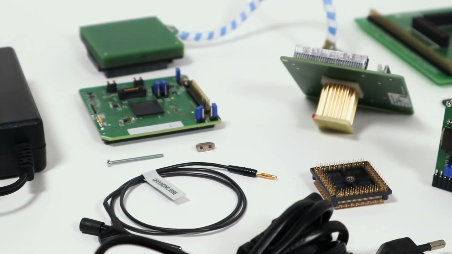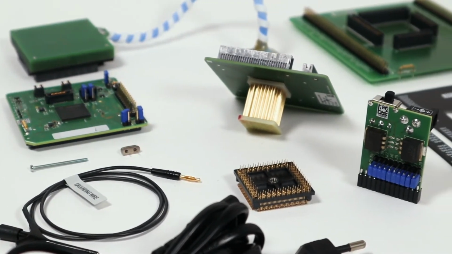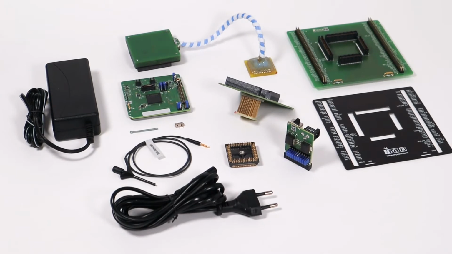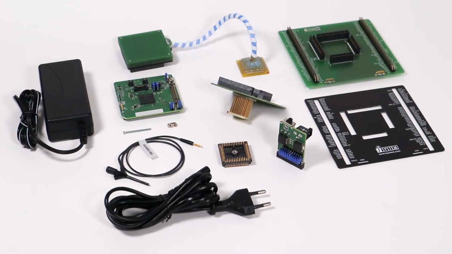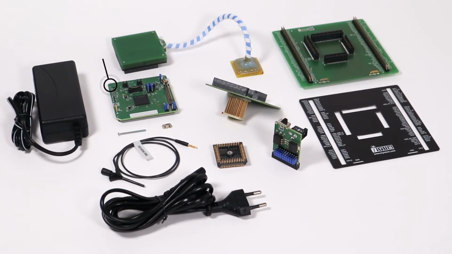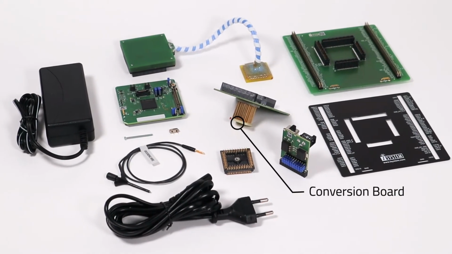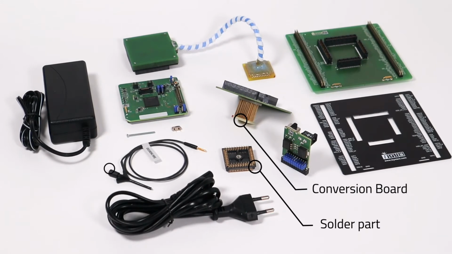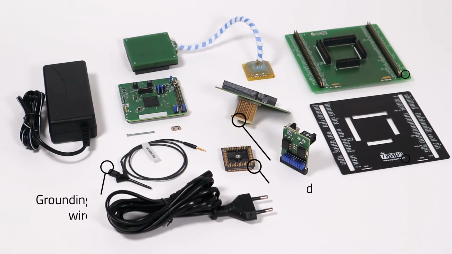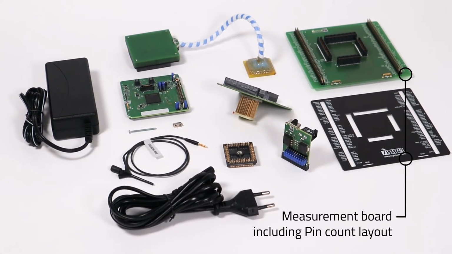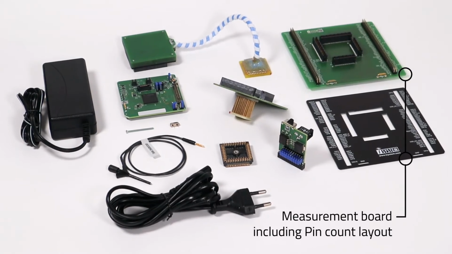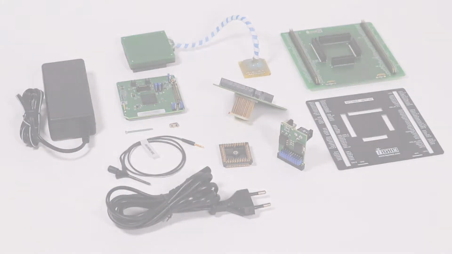So, what are all the components that you need to use an emulation adapter? In order to replace the target microcontroller with the emulation adapter solution, you typically need the emulation adapter itself, a conversion board with the solder part, and a grounding wire. An optional measurement board is available that exposes all of the microcontroller signals for easy measurement or connection.